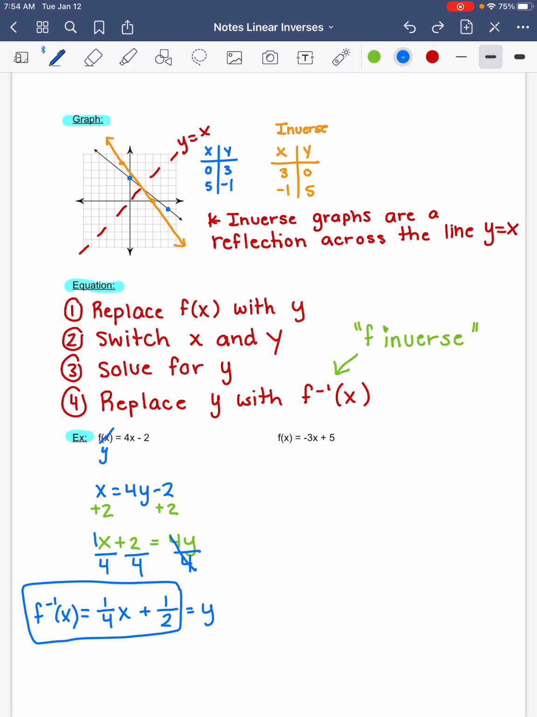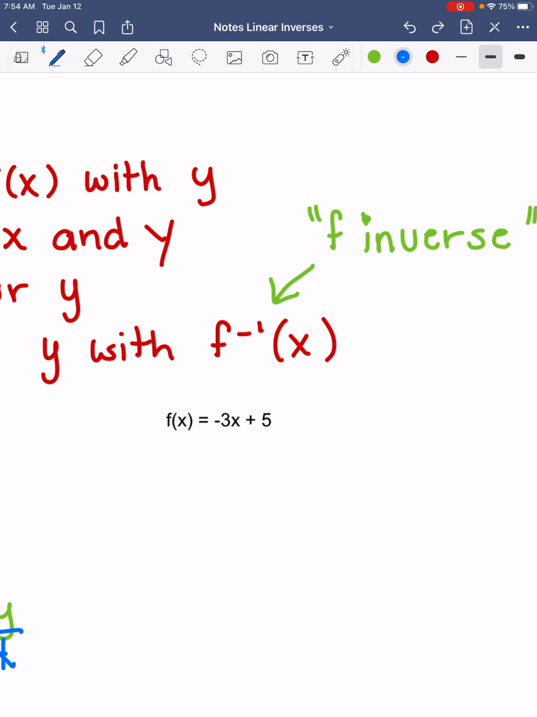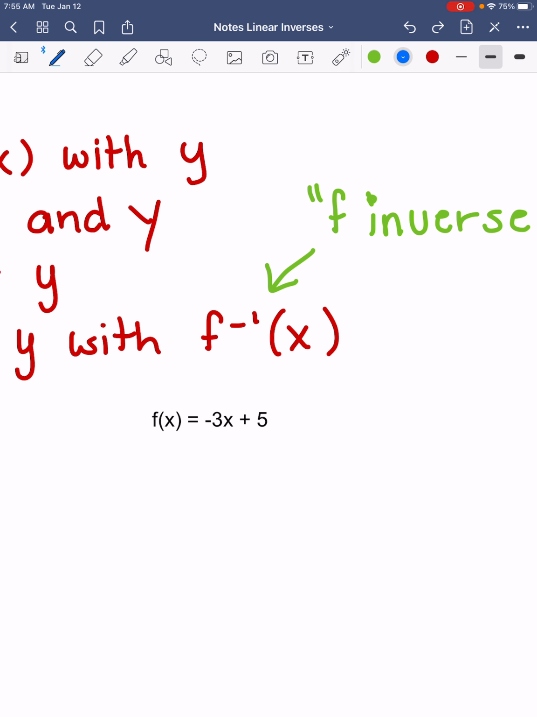All right, let's do one more, and then this is what you guys are going to do for homework tonight. So my next one is f of x equals negative 3x plus 5. The first step is to replace f of x with the letter y. Step 2 is to switch x and y. So this x becomes y, this y becomes x. You switch the two. Then you solve for y.